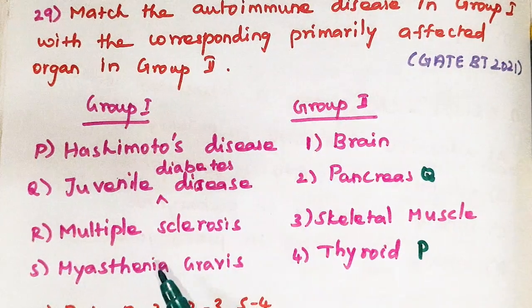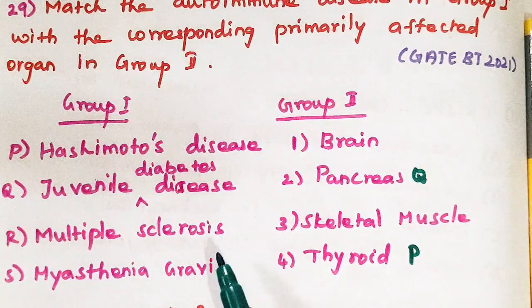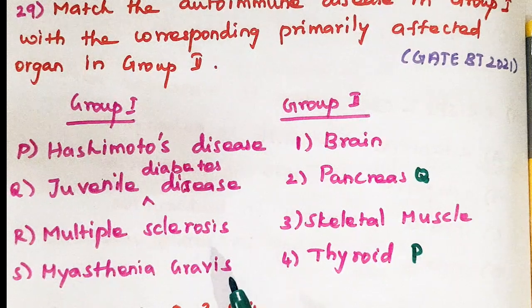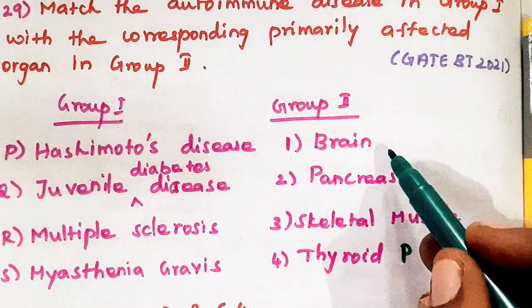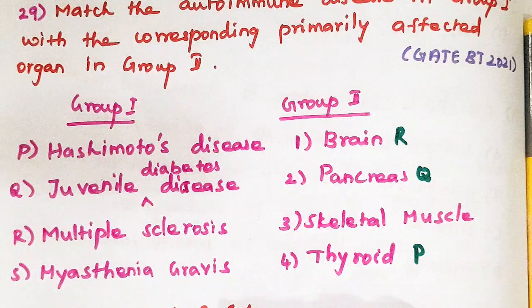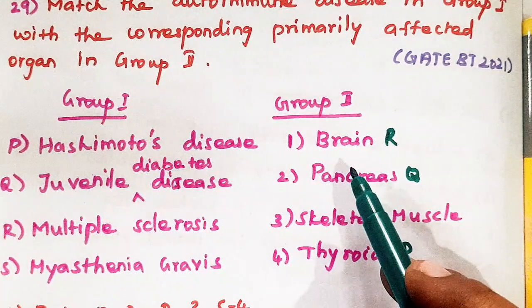So next one is multiple sclerosis. In a multiple sclerosis patient, the immune system attacks myelin in the central nervous system. Myelin is present in the brain white matter, and it also damages the nerve cell bodies which are present in the brain's gray matter.